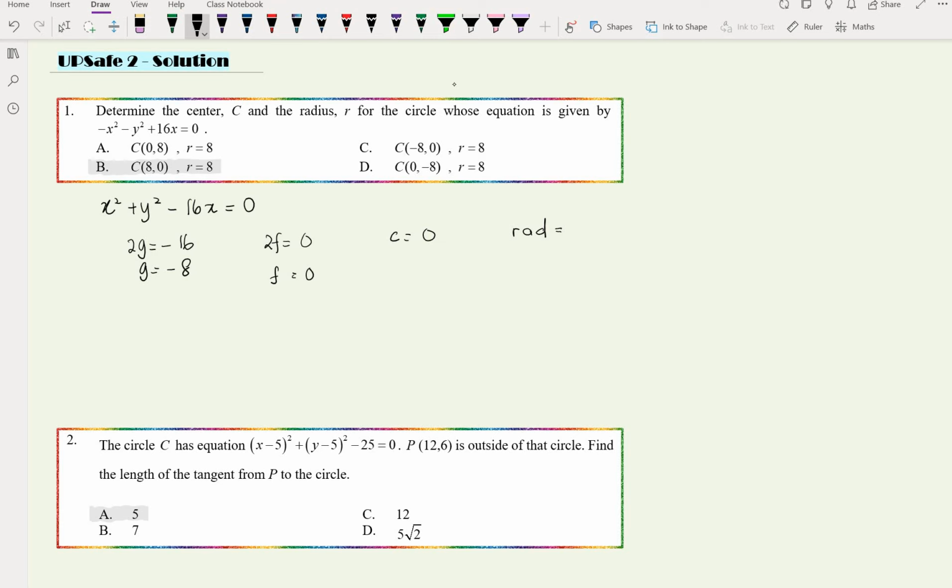So, untuk kira radius, what happen is kita akan dapat radius is equal to square root of g square plus f square minus c. Okay, so negative 8 square plus 0 square minus 0. So, dari sini kita akan dapat square root of 64 which is 8. So, kita ingat balik, center is going to be negative g and negative f. That will be 8, 0. So, my radius is 8. Jadi, jawapannya adalah B. Okay.